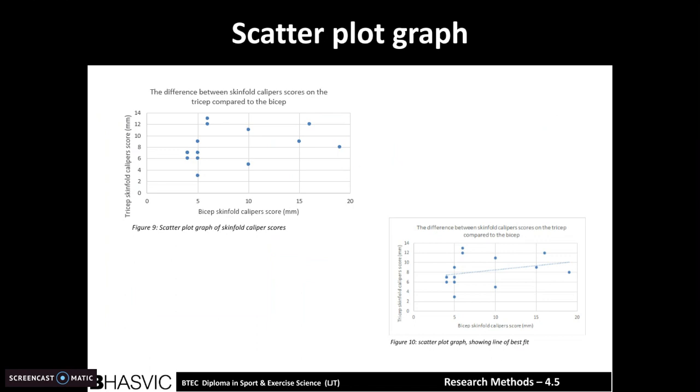Within these examples, Figure 9 shows the graph with no line of best fit, but in Figure 10 I have added a line of best fit to convey a visual representation of the correlation in this dataset.